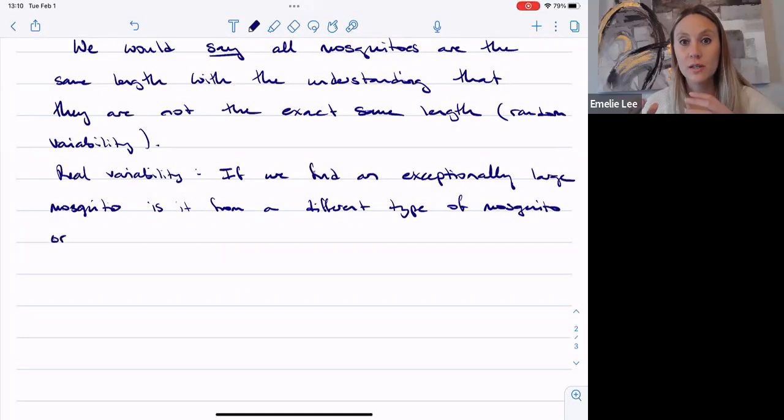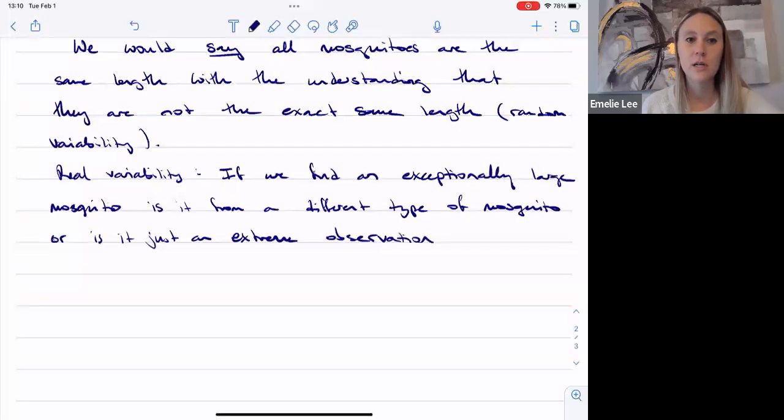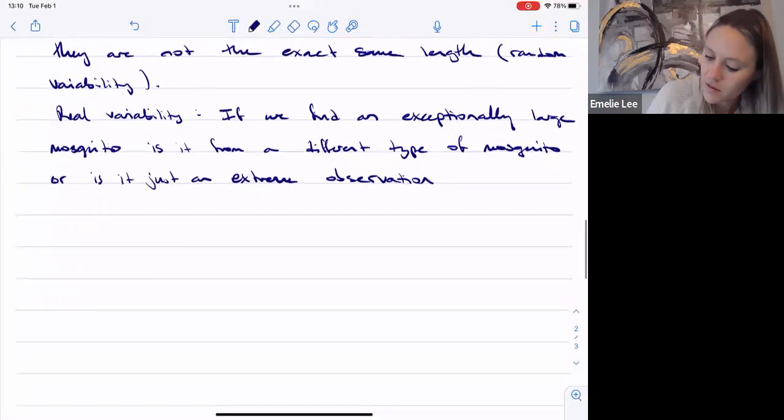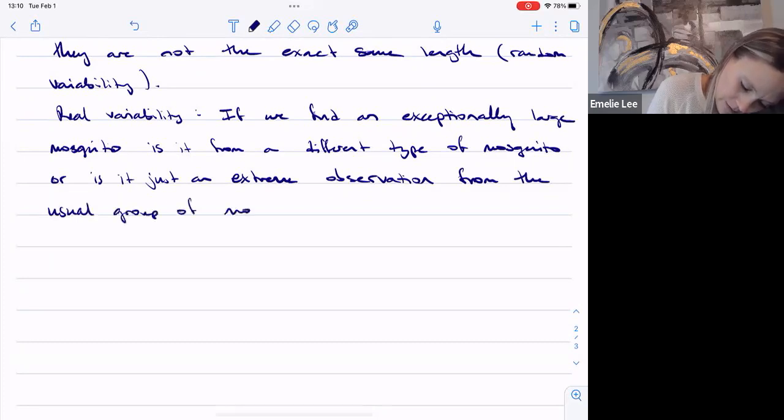Or is it just a randomly selected large mosquito from the old group, right? Or is it just an extreme observation from the usual group of mosquitoes?